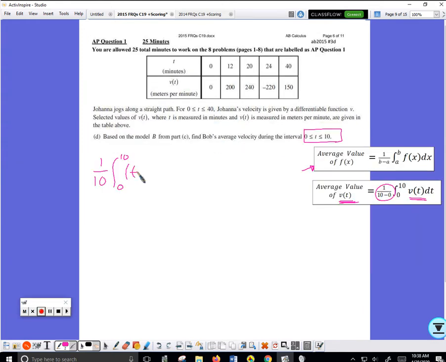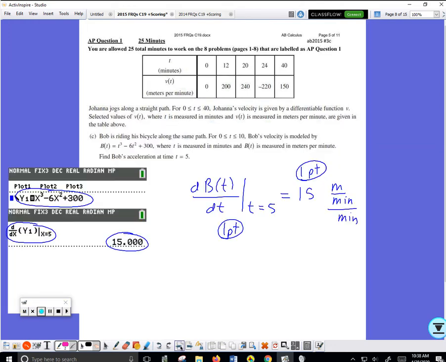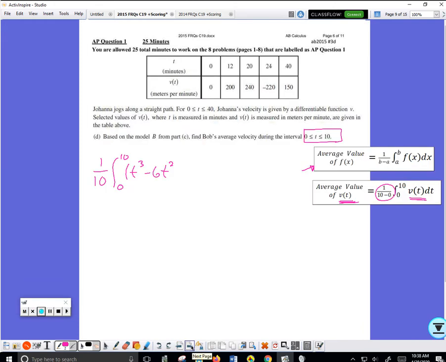Don't forget the parenthesis. Leave it as plus 300, yep. Closing parenthesis, dt. The way they scored this one, let me just check the scoring guide. So if you had that much, you got 1 point.